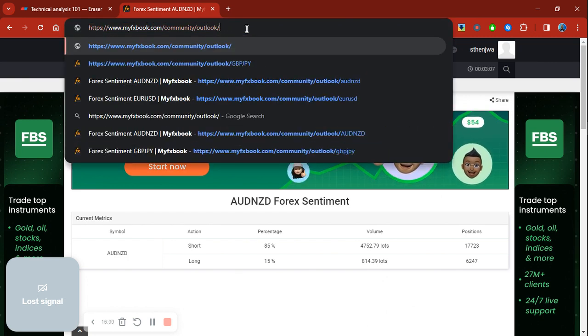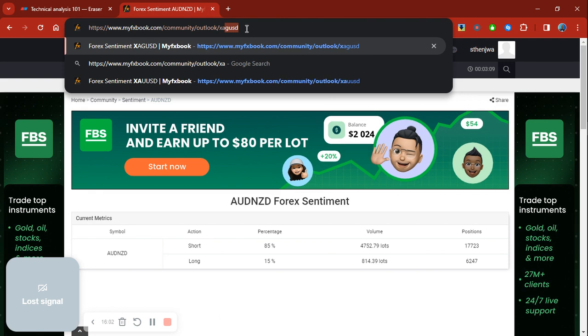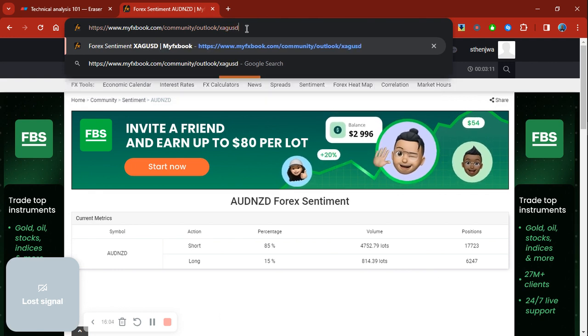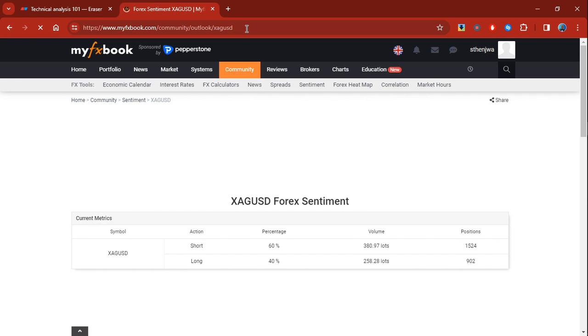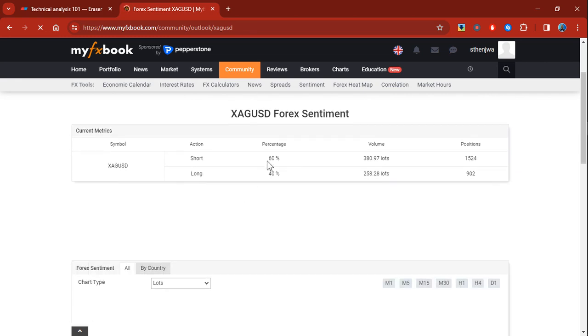We can also check silver, because they do offer forex sentiment for silver as well as gold, right? So let us check silver. And as you can see, when it comes to silver, the majority is actually selling, and that is why prices are pushing higher, and I've been confident in terms of holding, and eventually I've managed to book some profits from that position on silver, right? My buy trade on silver, right?